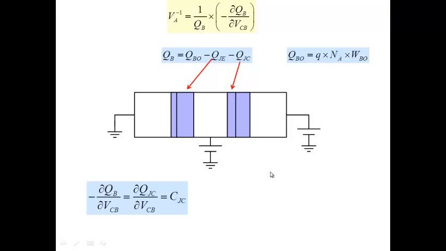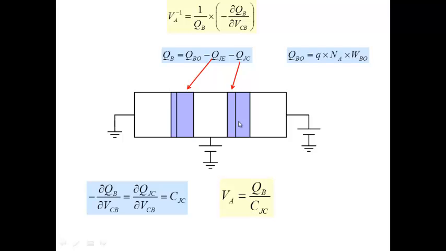Okay. So early voltage then, according to us, VA will be equal to QB divided by this term here, and this term we have already calculated is equal to CJC, and therefore early voltage comes out to be equal to QB divided by CJC. That's the early voltage here. Makes sense that it's like a capacitive relationship. Voltage is equal to charge divided by capacitance, and that's how you can remember it very easily. Voltage equals charge divided by capacitance.